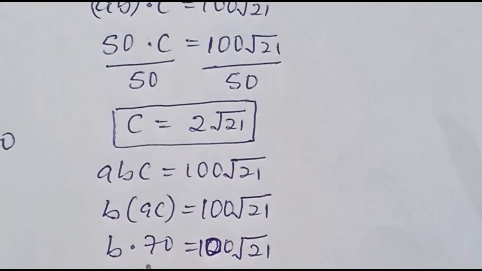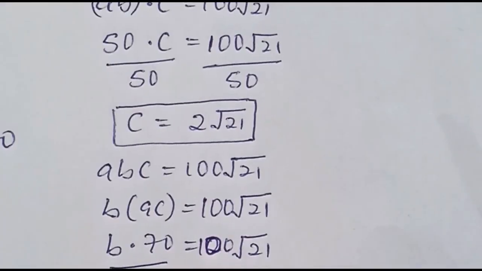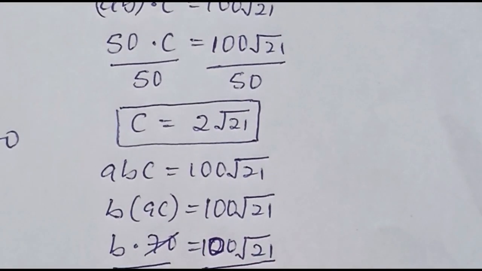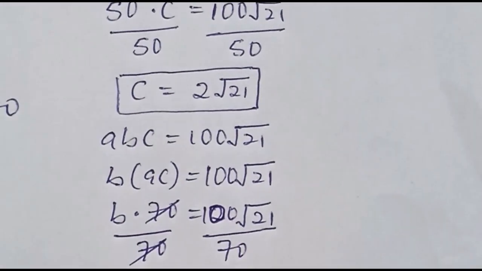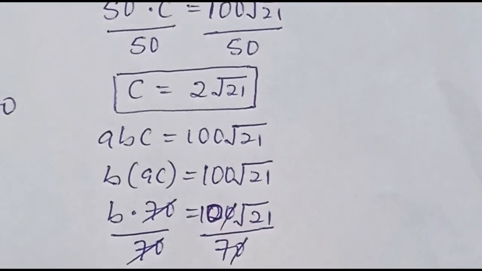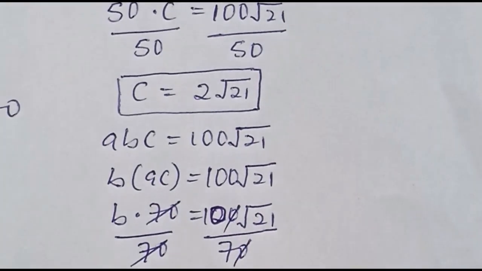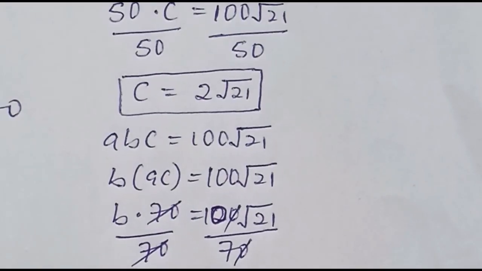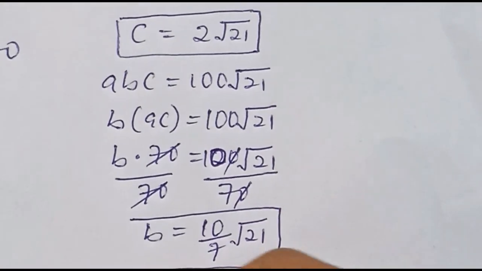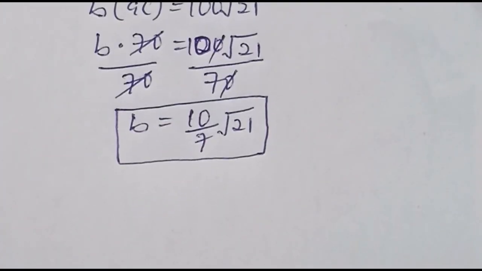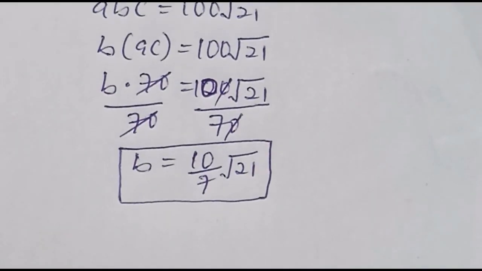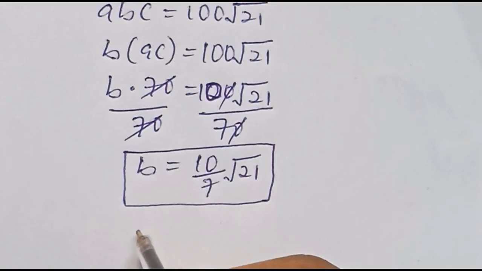Now I'll divide both sides by 70. Divide by 70, so I isolate B. So I have B to be equal to, this cancels out with this, and that gives me 10 over 7 square root of 21 as B. Then I also need to find the value of A. I haven't gotten C and B.